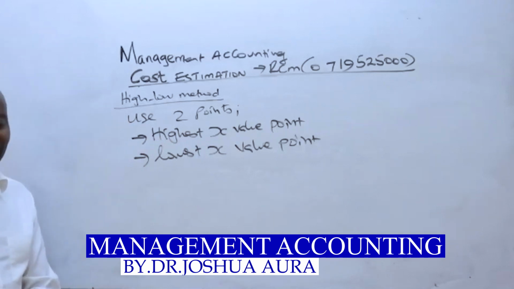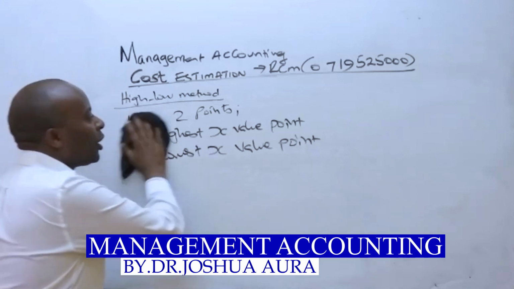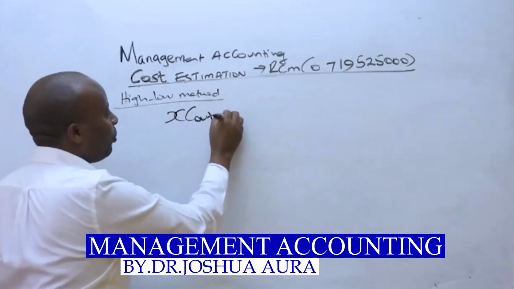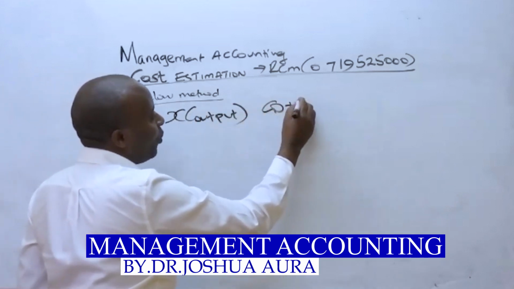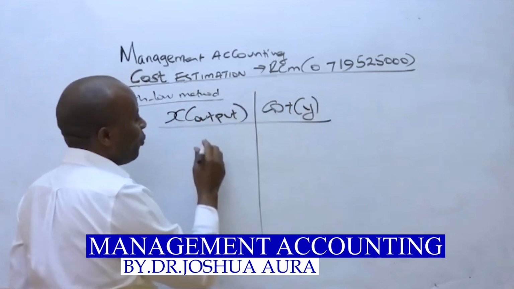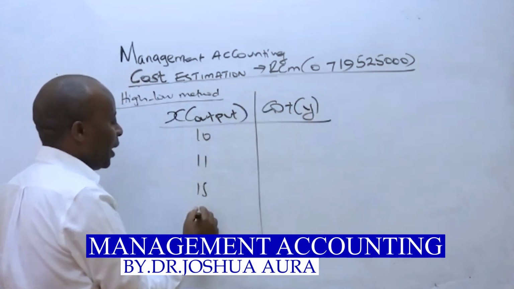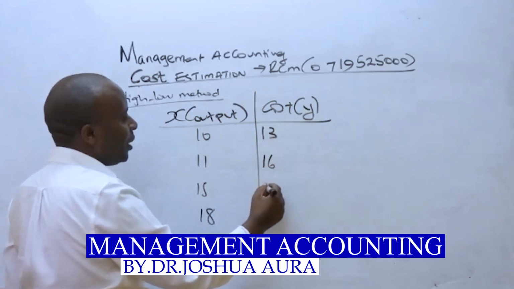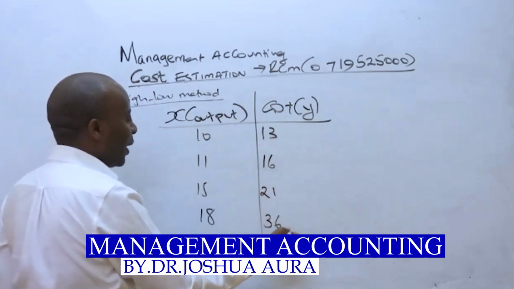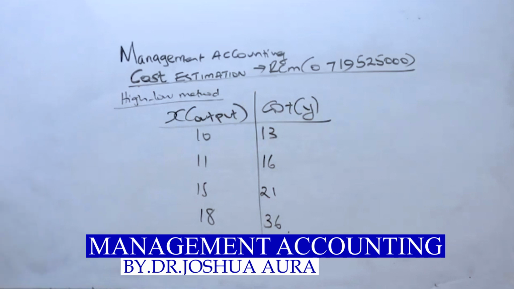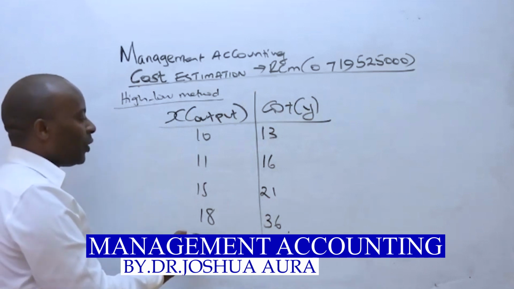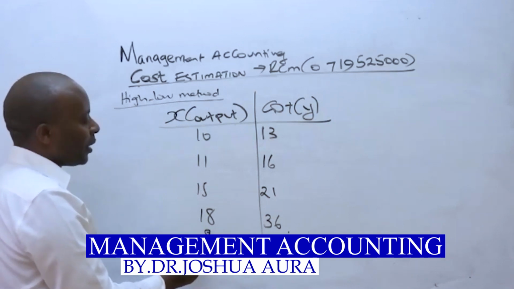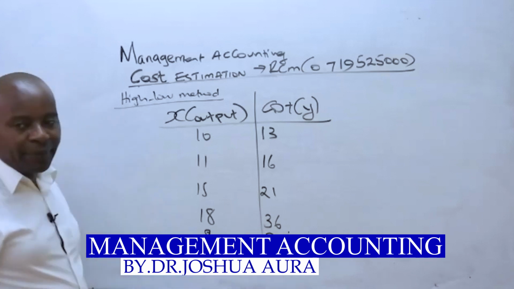Now, how does this operate? Illustration. Ladies and gentlemen, for the high-low method, if, for example, you are given X, which could be the output, and then costs, which will be our Y. So if you're given these two, for example, they tell you 10, 11, 15, 18. And then we have, for example, 13, 16, 21, 36. And perhaps in this case I could have something like 8 vis-a-vis 9.